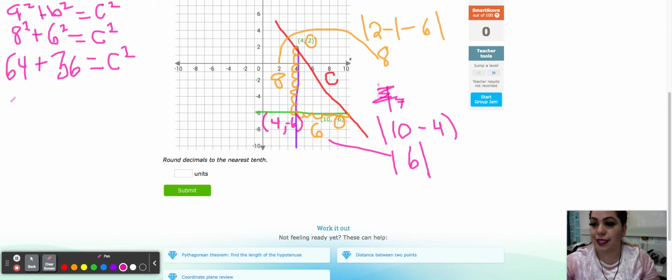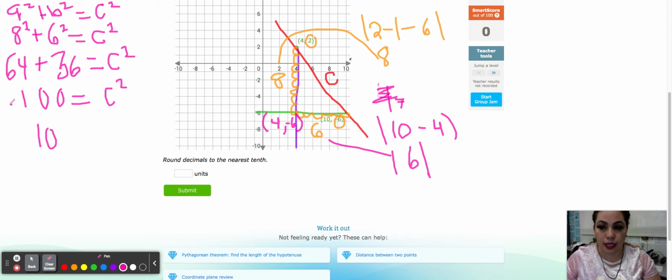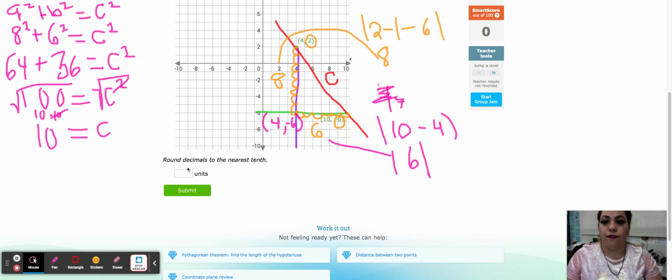64 plus 36 is 100, and then C squared, we bring it down. How do we get rid of this? What two numbers that are the same make 100? Yes, it's 10. 10 times 10 equals 100. And that gets rid of the square, and that's C. Finally, it's our answer. So answer number 1 is 10.